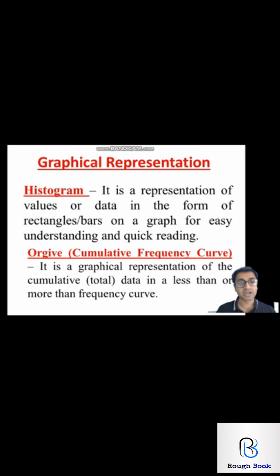The next one is ogive or cumulative frequency curve. It is again a graphical representation of the cumulative data, that is the total of all the data, either in the form of less than frequency or more than frequency curves. In your syllabus, you don't have more than; we are only going to cover the less than cumulative frequency curves.